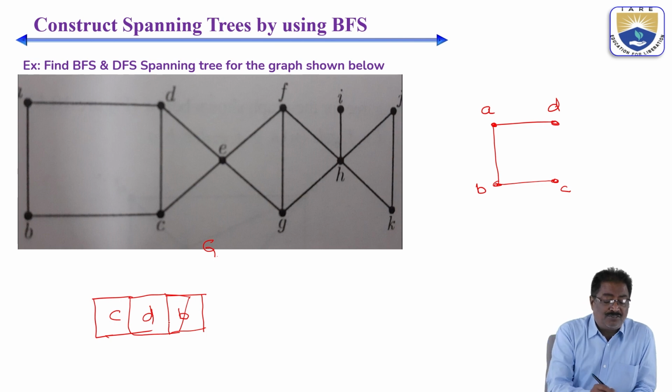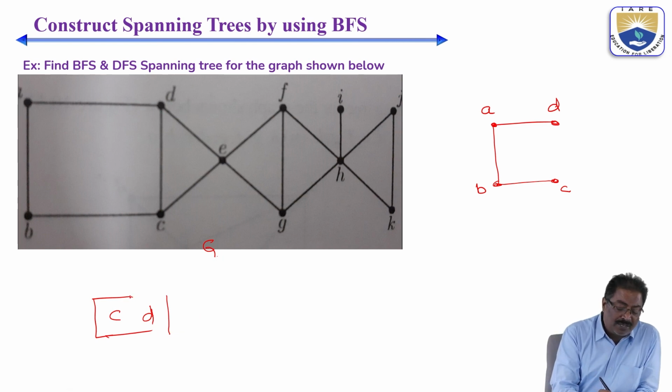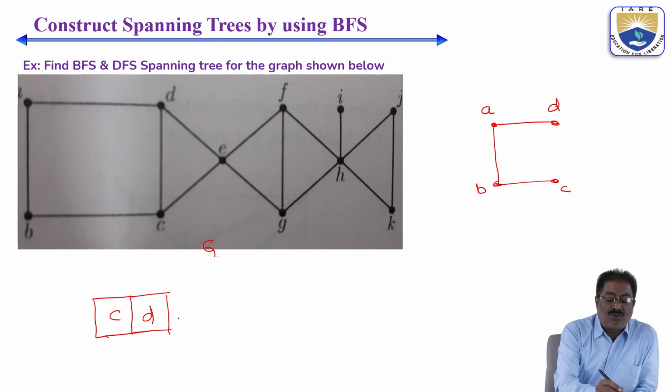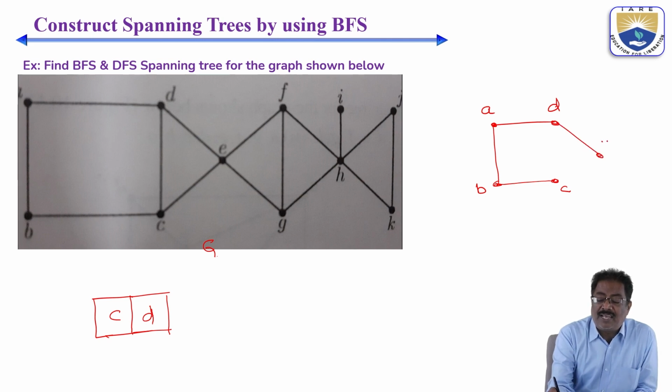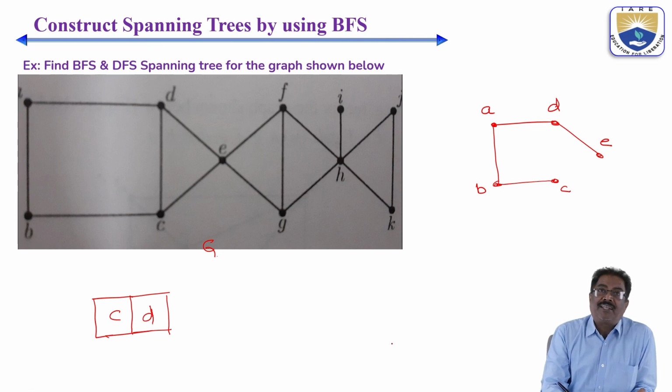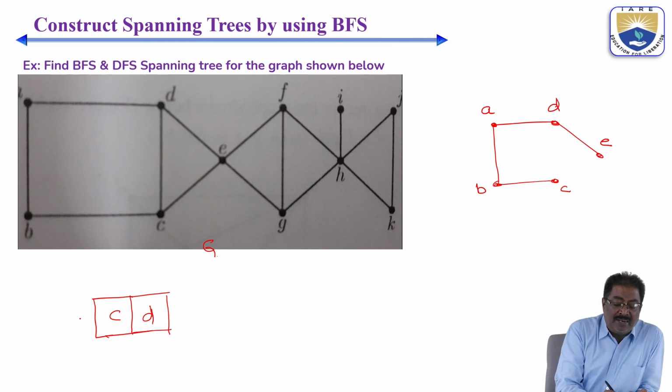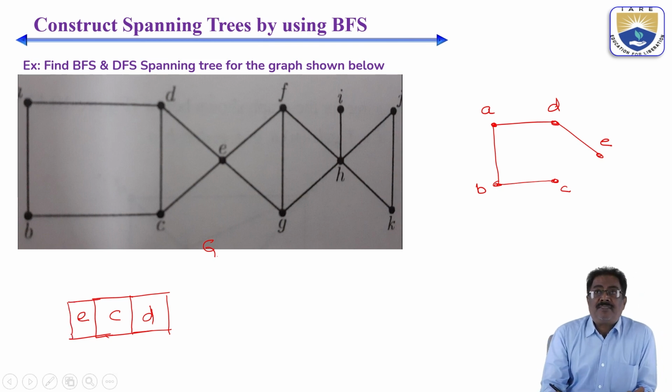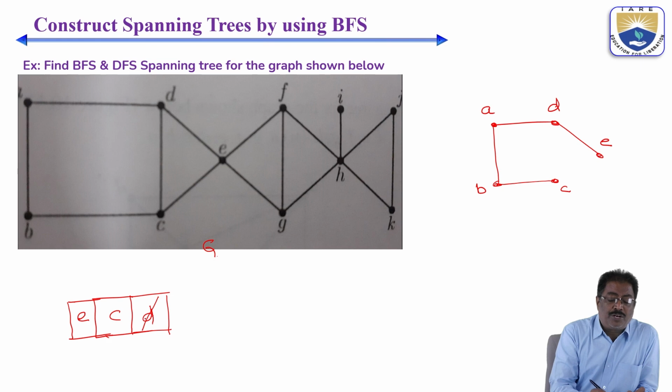C. Then there is no other vertex from B, so we are going to remove that. Next we consider the next value, D. From D, the adjacent vertex is only E. So we consider the corresponding edge, make vertex E visited, and then put that into the queue.